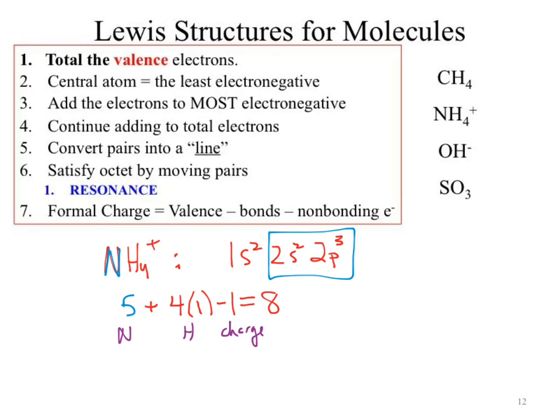Rule number 2, pick your central atom. Typically it's the least electronegative, but it must be able to bridge. Can hydrogen bridge? Nope. So our central atom needs to be nitrogen. We can then scatter our hydrogens around it. We're then going to start to put in our electrons to the most electronegative element first. Which is our most electronegative element? Nitrogen. So 1, 2, 3, 4, 5, 6, 7, 8. I have now put in all of my electrons.